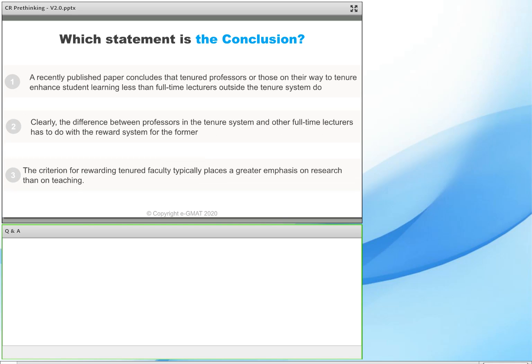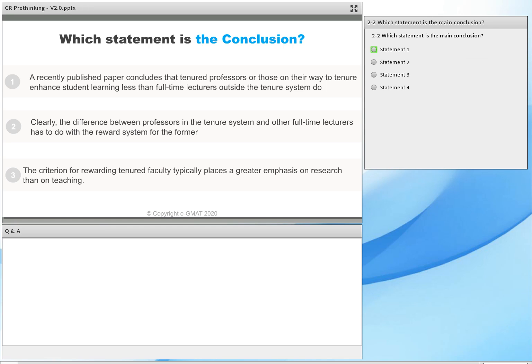Okay, so here is our argument. The first step is to identify the main conclusion. And I want you to tell me which statement is the main conclusion. In the poll that I'm going to share with you, it has 4 statements. I use it for another question. Don't worry about statement 4. Just worry about statements 1, 2, and 3 and tell me, according to you, which statement is the main conclusion.